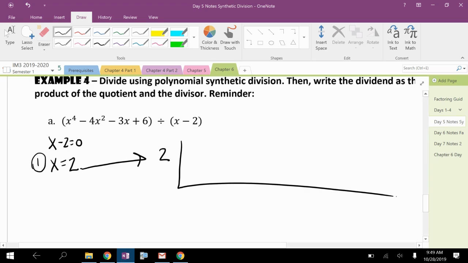We write 2 on the outside. But remember, you have to check your powers. Now watch. Say it out loud or in your head. 4, 2, 1, 0. Was there anything missing? 3. See that? 4, 2, 1, 0. I am missing 3. In order for this easy method to work, you have to recognize that.